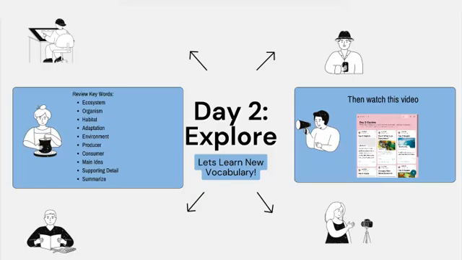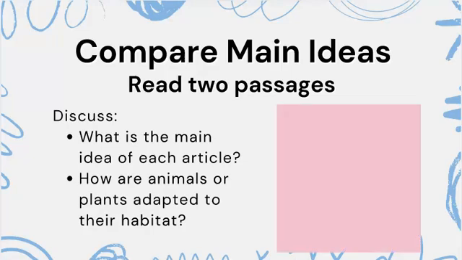Next, watch the ecosystem video that is linked on the Padlet to learn even more about how living and non-living things interact. Then you'll read 2 different nonfiction passages about science topics. Your goal is to compare the main ideas in both. Use the graphic organizer provided to organize your thinking and show what you notice about the differences and similarities between the texts. When you're done, you're going to take the 10-question quiz.